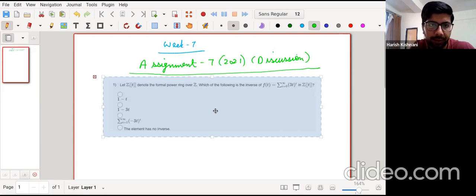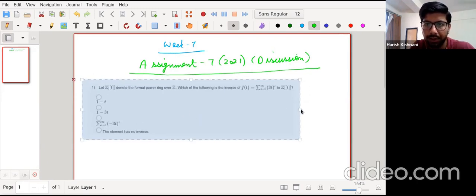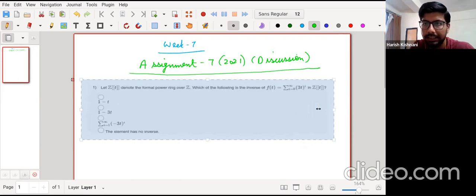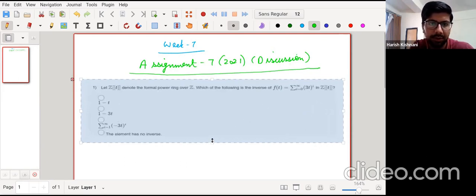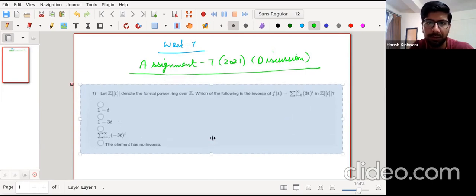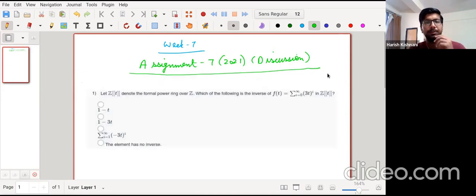Okay, so it is your first question. You can have a look at this question and try to solve it, or if you can give me some hints on how we can proceed, then it will be better. It says: if Z double bracket t is the formal power series ring over Z, which of the following is the inverse of the function f(t), the summation of i equal to 0 to infinity of 3t raised to i, in this ring? 1 minus t, 1 minus 3t, or the power series from 1 to infinity of minus 3t^i, or it does not have an inverse.